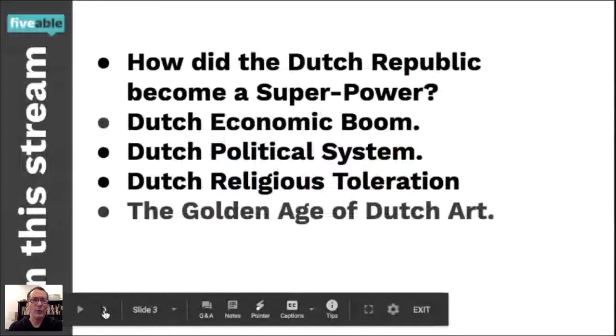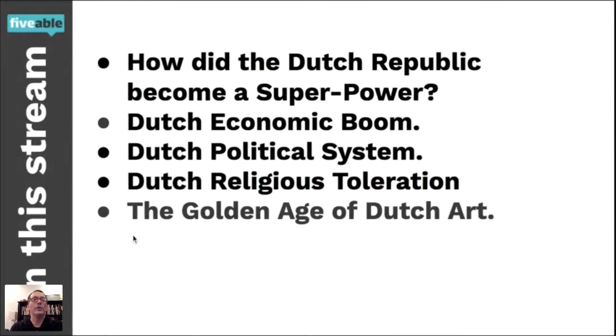Okay, so in the stream today, we're going to talk about how the Dutch Republic became a superpower from basically a backwater country with barely a population of 1 million-plus people. They became the most successful economy in Europe for around the 17th century. And it was a big surprise for a lot of people. How did they manage to do it so quickly and become so successful?